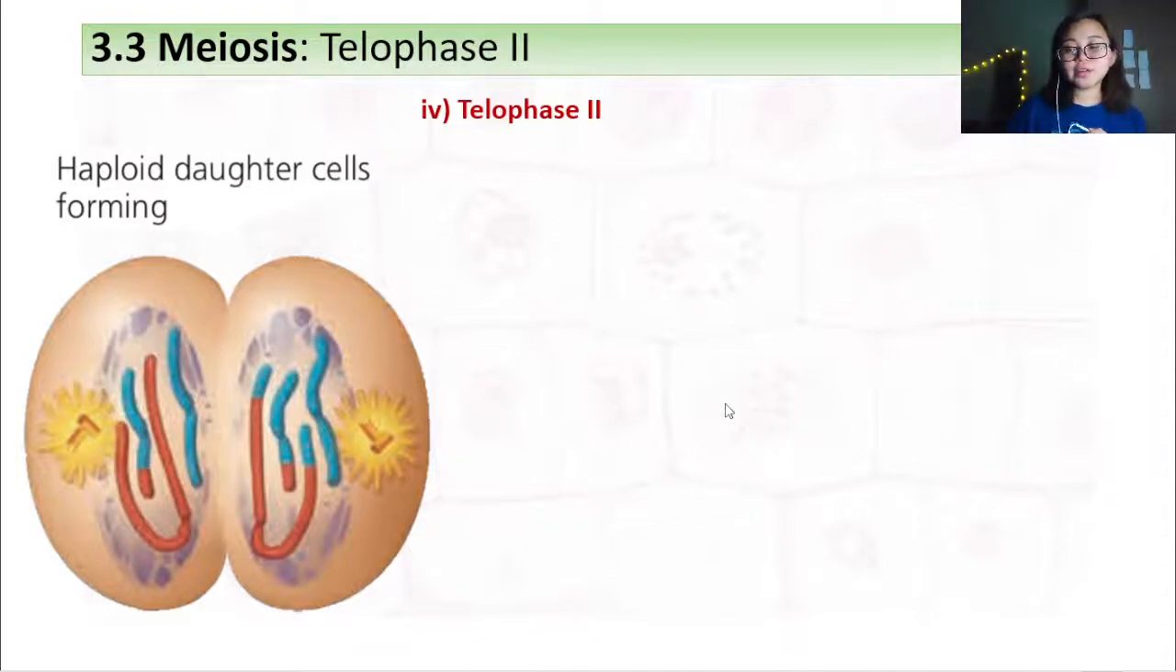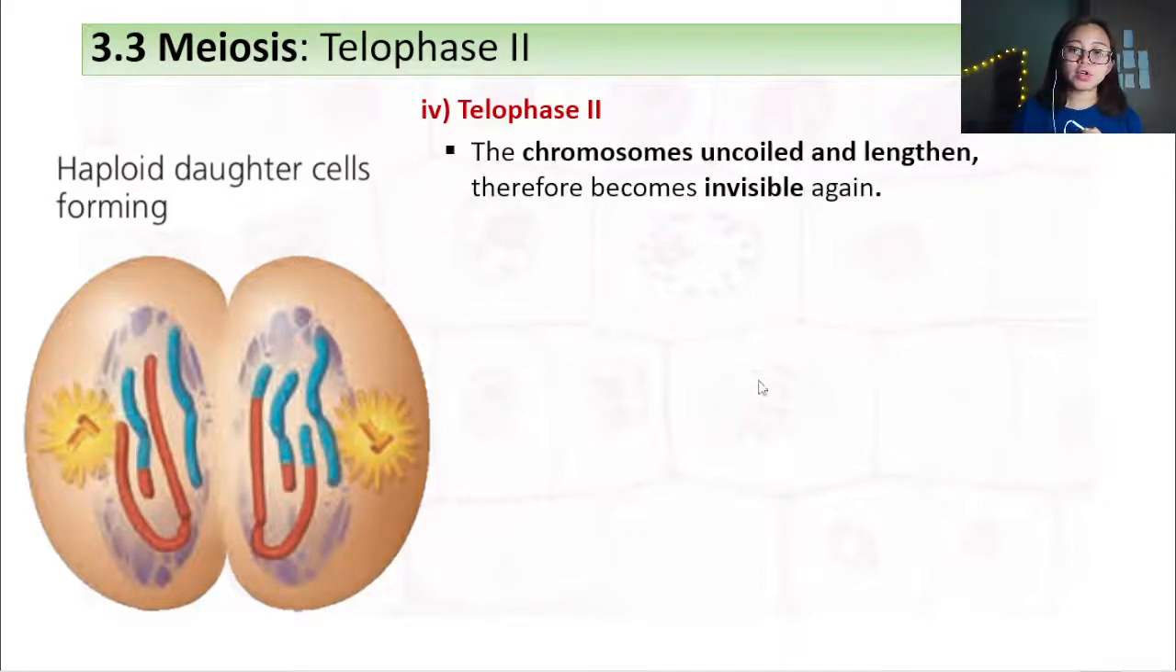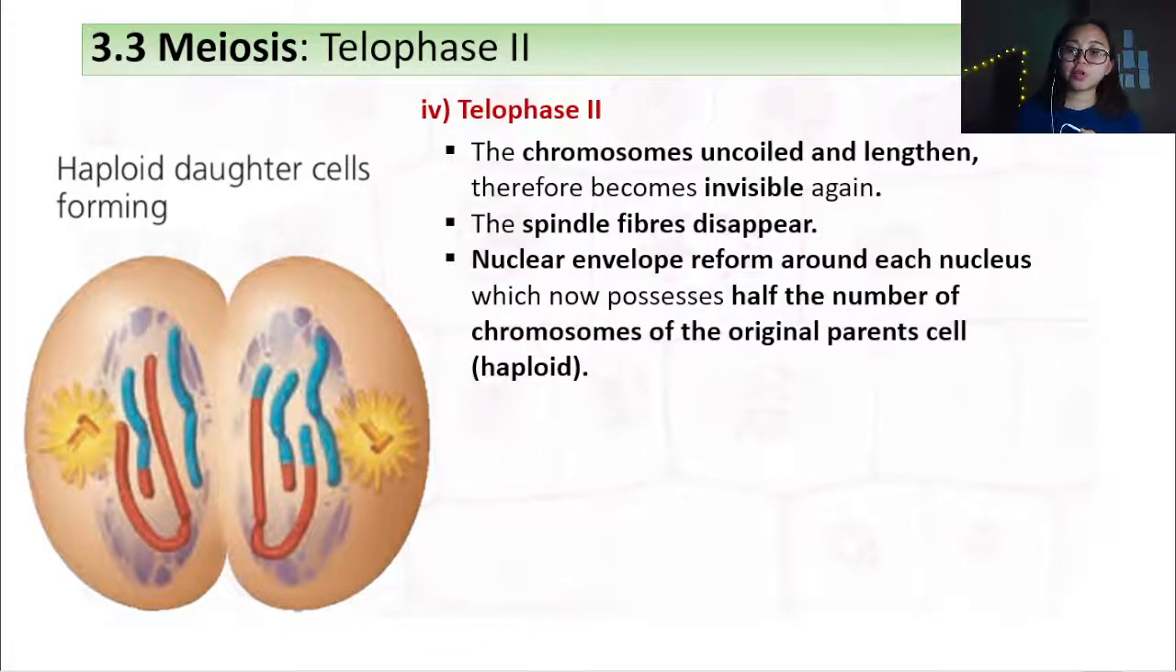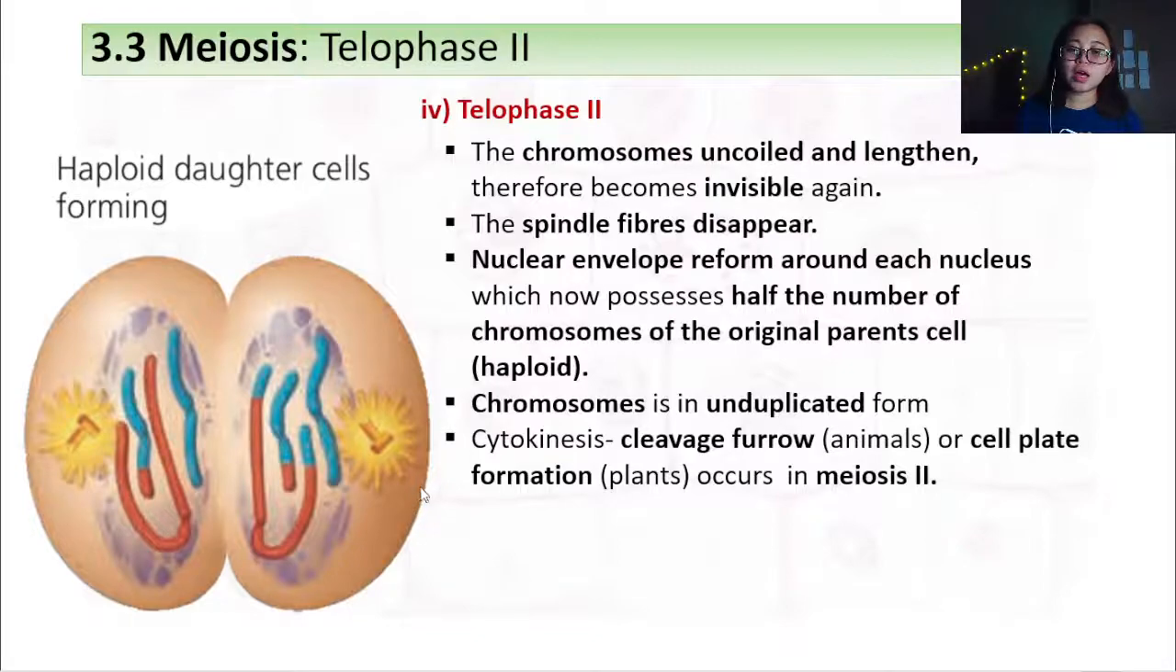All right, final phase of meiosis. We are going into the last one, which is telophase 2. So here the chromosomes uncoil and lengthen, and therefore they become invisible again. The spindle fibers disappear, nuclear envelope reform around each nucleus, and now possess half the number of chromosomes as the original parent cell. Okay, sekarang dia memang officially haploid sudah. The chromosomes are in unduplicated form, and the cytokinesis will occur where it is formation of cleavage furrow in animal cells or formation of cell plate in plant cells.